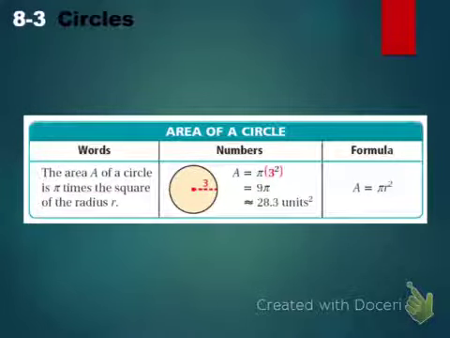Okay, now we're going to start area. Area of a circle is pi times the square of the radius, or radius squared. So you're always going to want to have radius, even if they give you diameter, you want to change it to radius because you're going to have to square that radius, and that's not the same as the diameter.